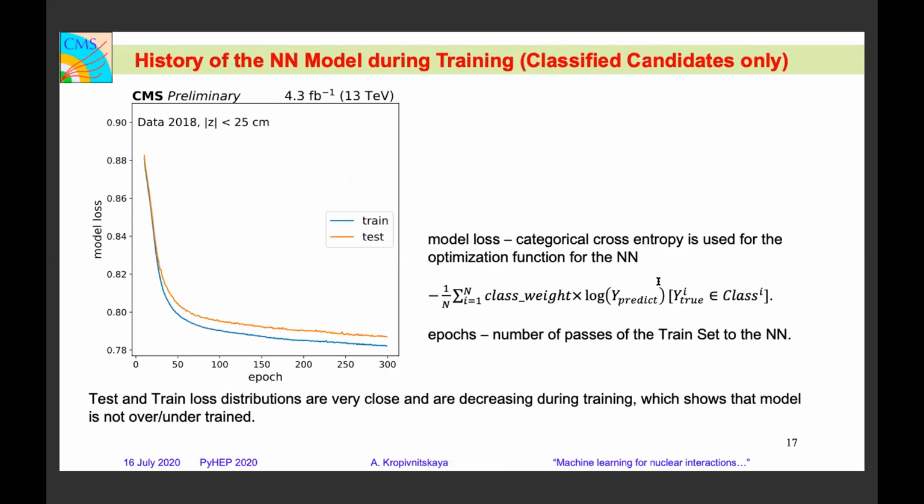So now we are ready to train our model, and here categorical cross entropy was chosen as the loss function. This is the function with which we minimize our model, and we can see how it is evaluated during training. Here you see the loss function as a function of the epoch. An epoch is a number of passes of the train set through the neural network. You could pass it once, twice, thrice, and 300 in this case. As you can see, the test and train loss distributions are very close and are decreasing during training, which shows that the model is not over- or under-trained.